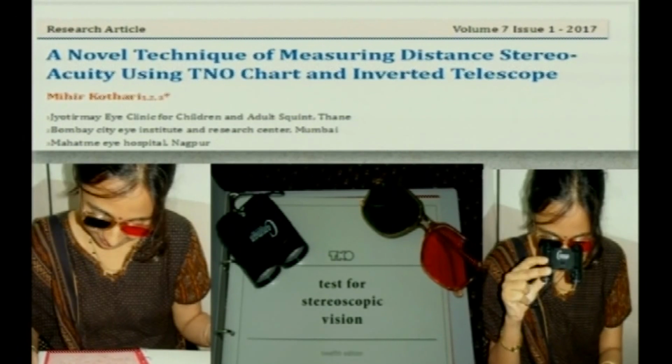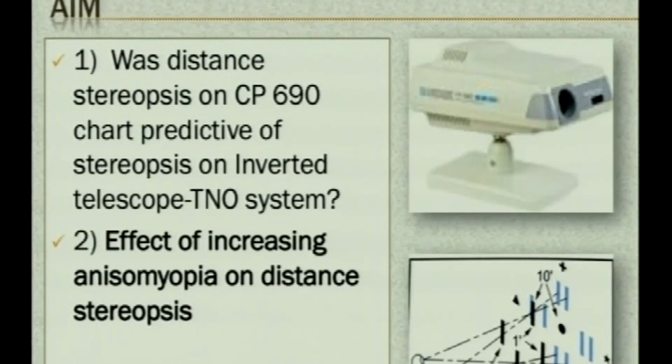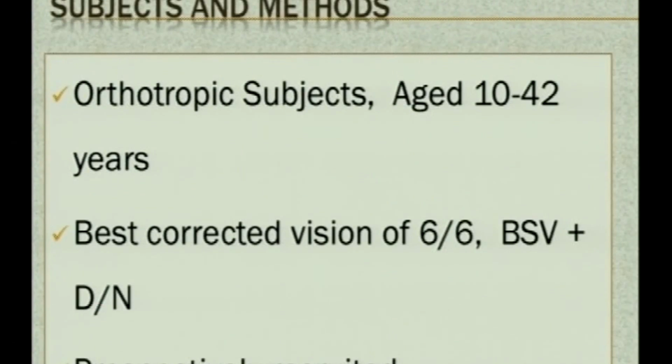Sometime back we published that you can use binoculars, as you see over here, in an inverted fashion to create a sense of distance in combination with any near vision test, such as the TNO test, which is what we use. The aim of this study was to find whether the distance stereopsis test on the CP690 chart was predictive of stereopsis on the inverted telescope and TNO system when used together. That is, to find whether there are any false negatives or not. And second, the effect of increasing amount of anisometropia, specifically anisomyopia, on distance stereopsis, because that is what we create in patients who are treated with monovision.